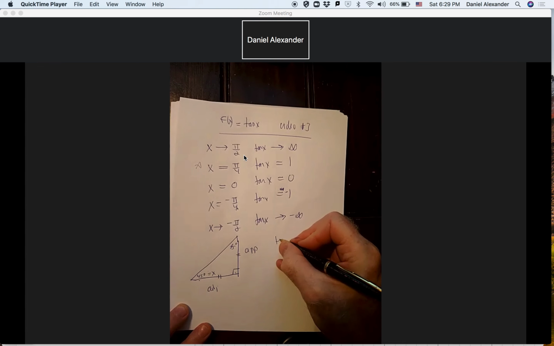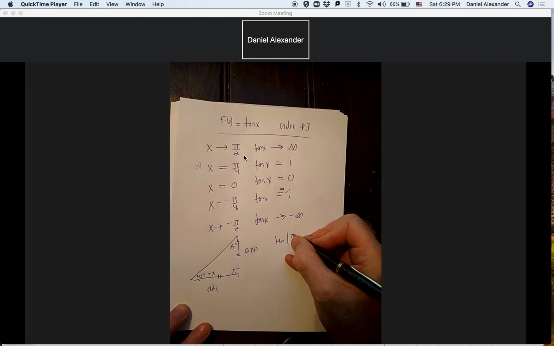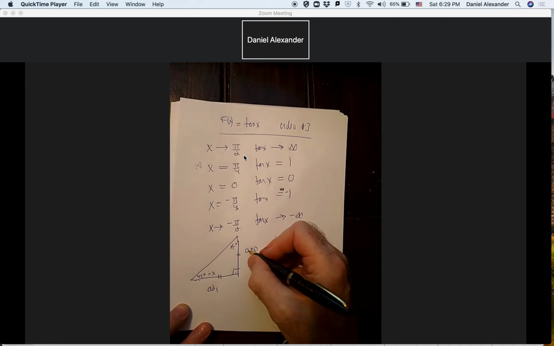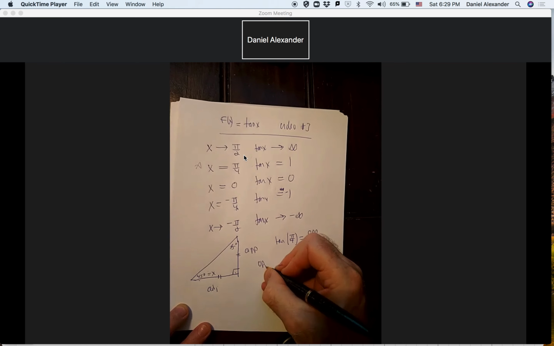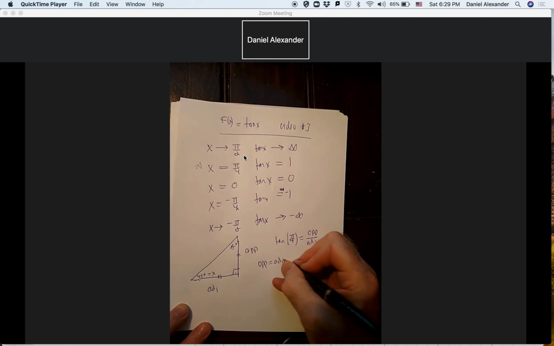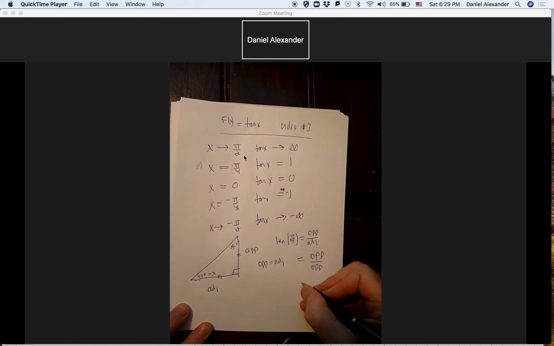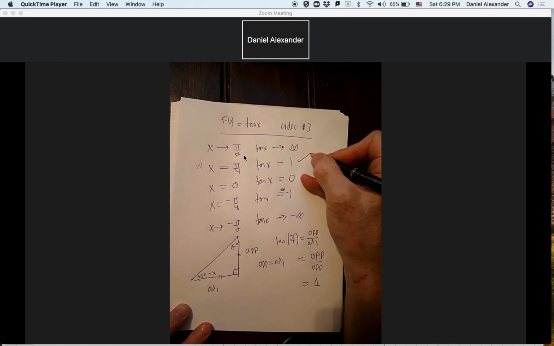And so the tangent of pi over 4, or 45 degrees, is opposite over adjacent. These are equal because it's a 45-degree triangle. So we can think of it as opposite over opposite. That's going to be 1. So that's how we get that.